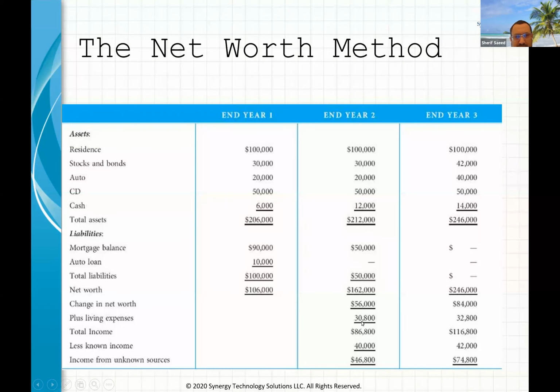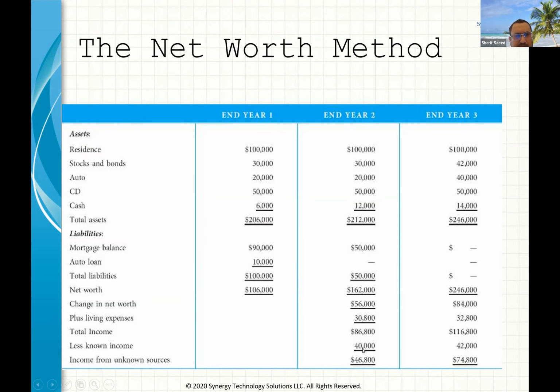expense. His food and clothing and children's education or whatnot, normal travel expense, vacation expense. So total income is 86,000. Now his net worth is 162, and his total income, justifiable income you can call it, is 86,000.